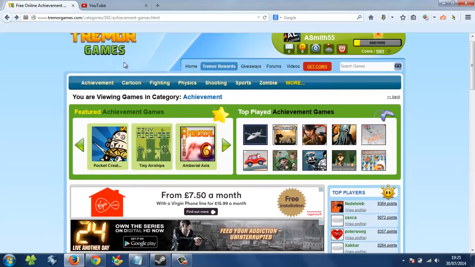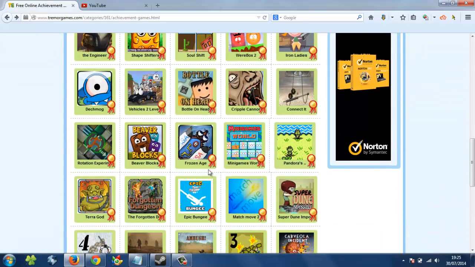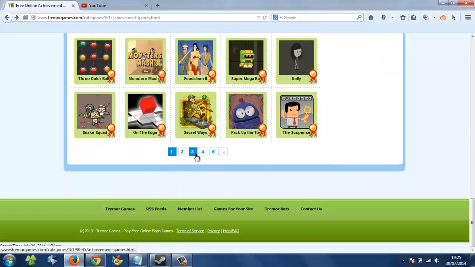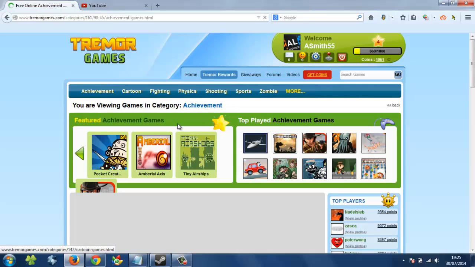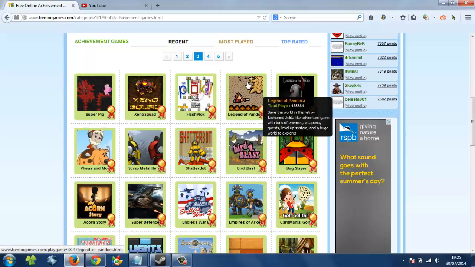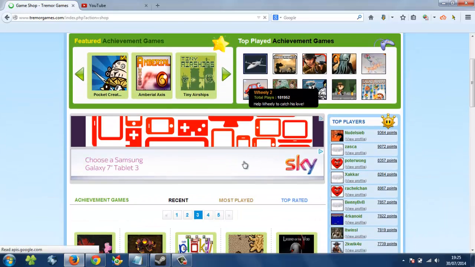All you do is go down to achievement games, and there are loads of games that you can play. These Flash games will have achievements in them, and there are pages of games. When you complete the achievements you earn coins. With those coins you can then buy stuff in the store, which is in here.